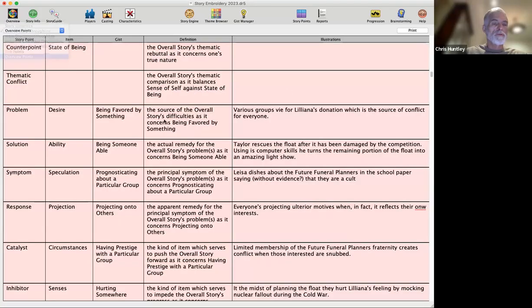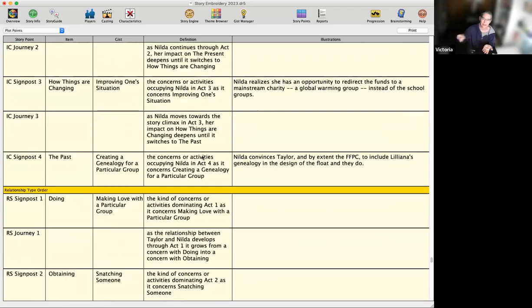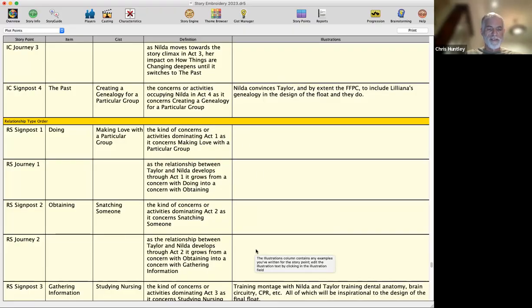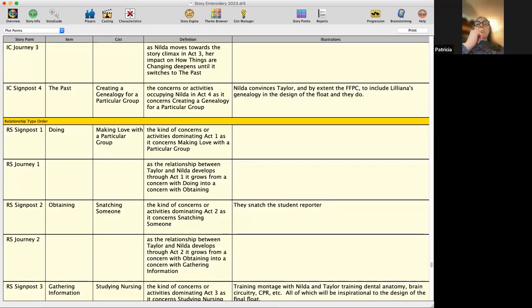Relationship signpost two. They snatch the girl that writes the news. Lisa. Snatch the student reporter. And I think we should think all together about which group they make love with, because that first one is really complicated.